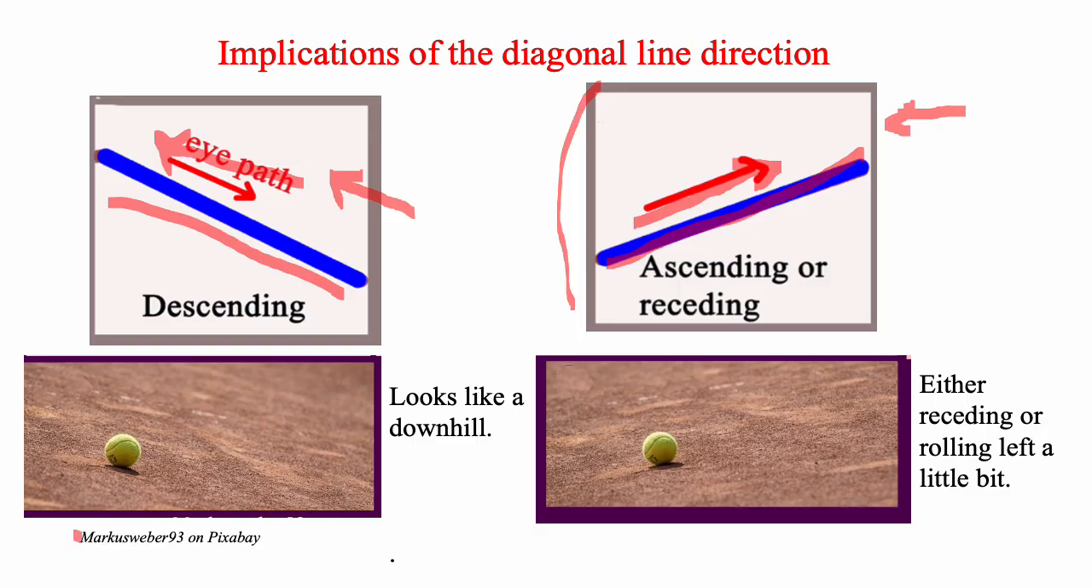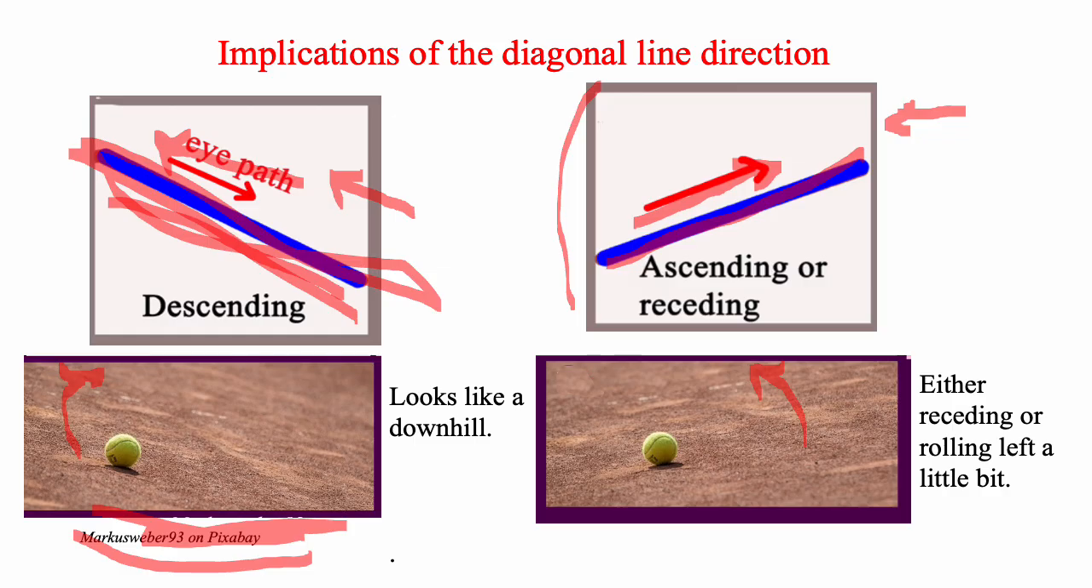Now, I took this picture of a ball and I rotated it clockwise in this case and counterclockwise in this case. So it's the same picture. And I think you would agree that this one looks like it's rolling downhill because this line mainly is a downhill line. This one, it's not clear. It could be rolling downhill a little bit that way, or it could be receding in the distance.